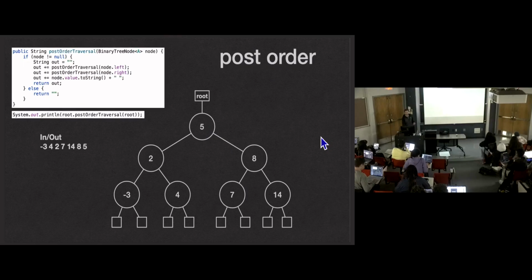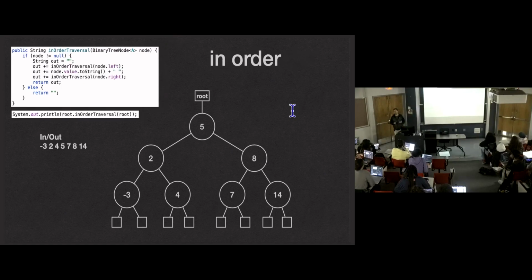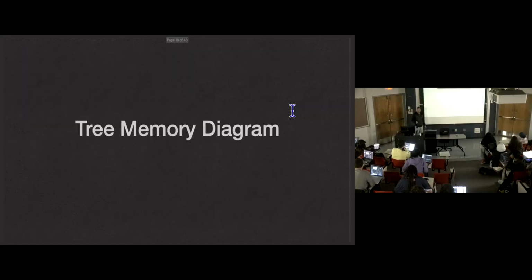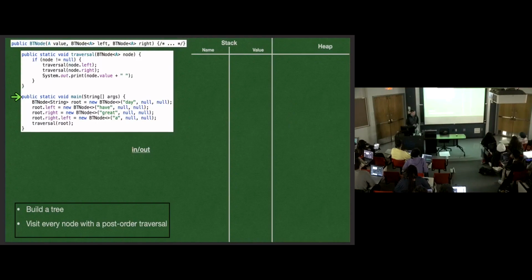And then just to wrap it up, post order, make the recursive call, visit -3 first, then 4, 2, 7, 14, 8, and then 5. So we get a different order, and depending on why you're using a binary tree in your program, one of these orders is probably going to be better than the other two. And I don't know, for my money, usually the in order. Maybe that's just the applications that I do, but in order tends to be more useful. So let's see this in action. Let's drive this home with a memory diagram so we can see this stuff in action.